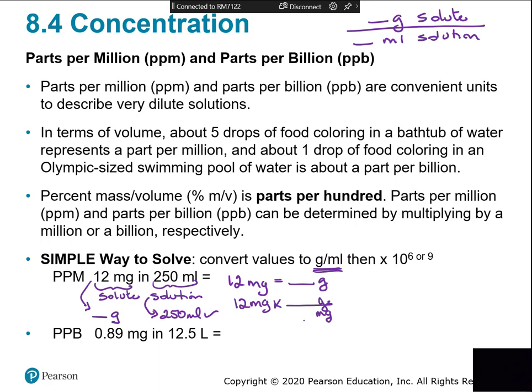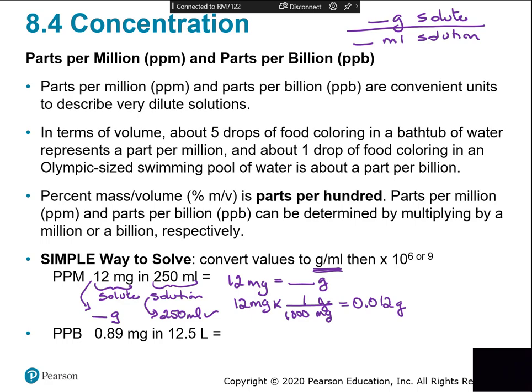Milli gets what? 1,000. Milli is always 1,000 in front. The grams gets the 1. So you take 12 divided by 1,000. Gives you 0.012 grams. So that is the mass of my solute in grams.